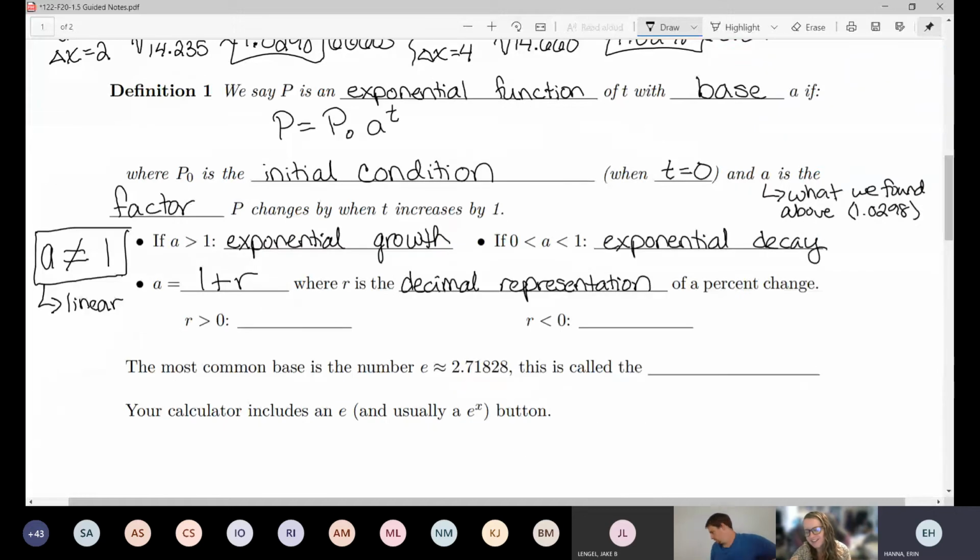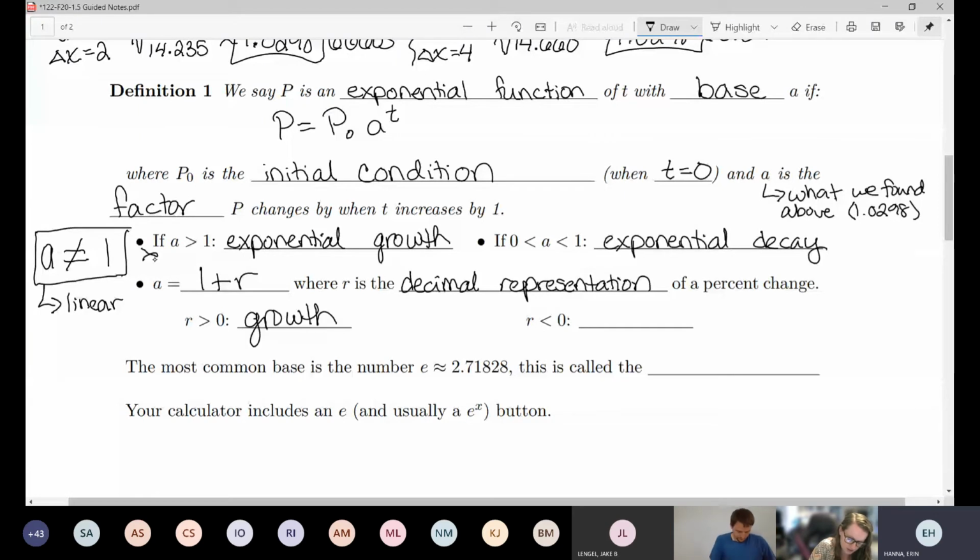95% of the time, you're given r instead of a. It's still important to know how to find both, but more often than not, we work with r and find a from r, and you'll see what I mean when we get to some examples in a second. And just like with the a value, we can have two different situations for r. R can either be positive, greater than 0, which would mean that we have exponential growth.